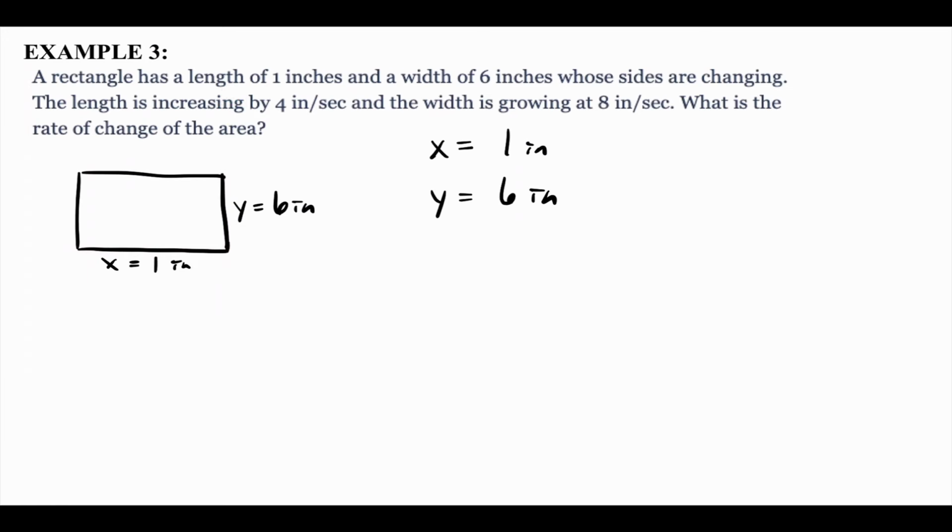We know a couple other things. They tell us a couple other pieces of information. What other pieces of information do they tell us? So they told us length is 1, width is 6. What else did they tell us? Length is increasing by 4 inches per second. That's a rate, right? That's a rate, 4 inches per second. How do we write that rate? How do we label that rate?